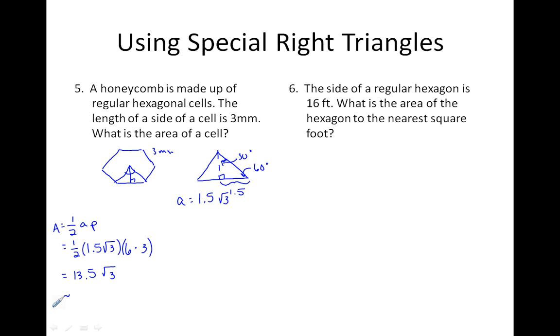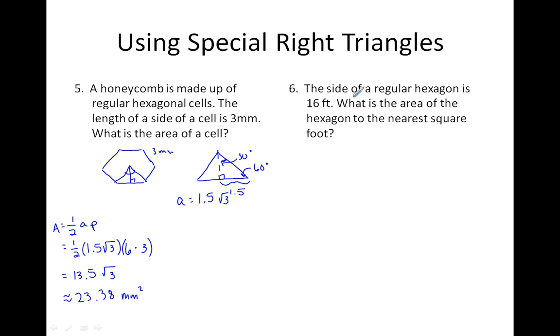If I want to find an approximate answer, then I would do in my calculator 13.5 times the square root of 3, and I would get 23.38 if I round it to the nearest hundredth. My unit is millimeters squared.